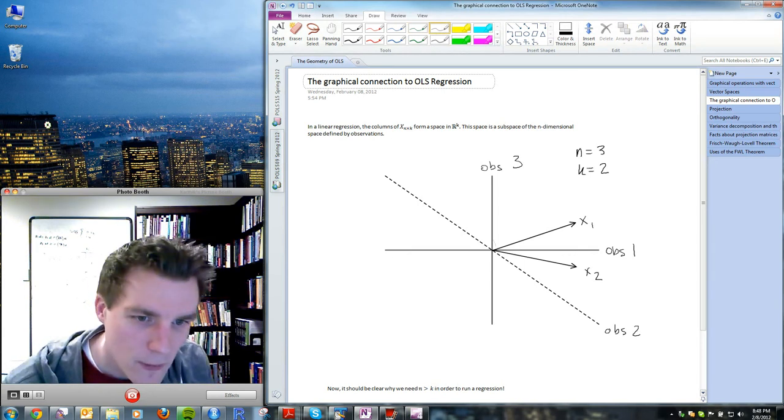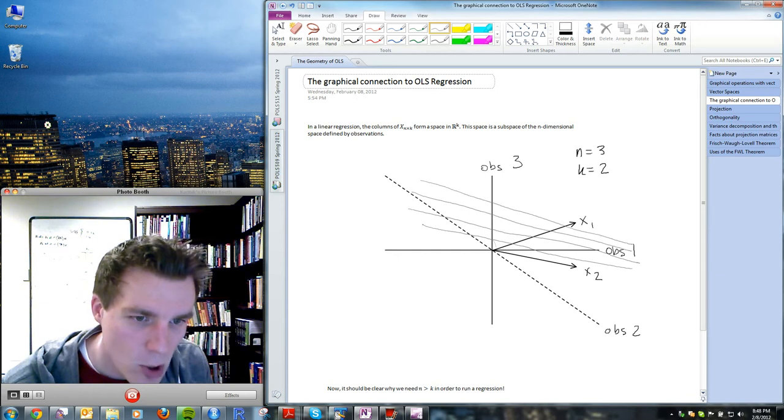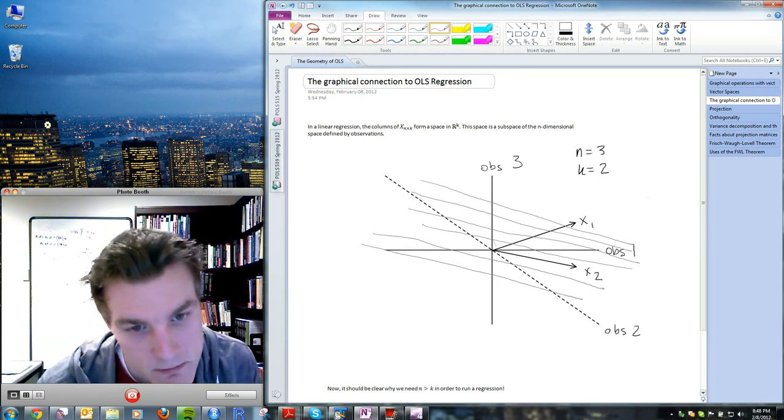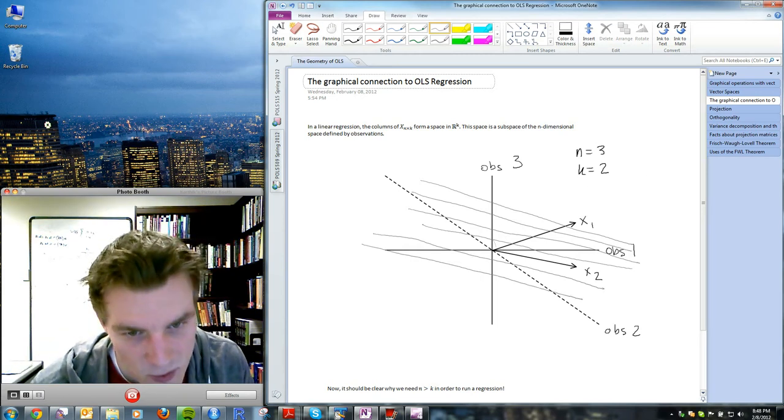So if I take x2 and sort of move it along and create a grid. Where's my cursor? If I just sketch in these lines here, all I'm doing is replicating x2, moving it along the axis created by x1. And now what I'm going to do is move x1 along the axis created by x2. So here's that, just like that.